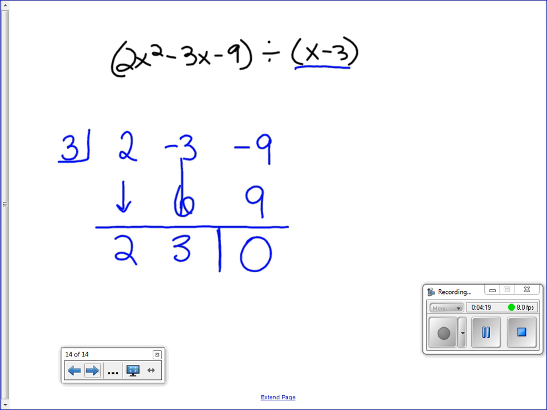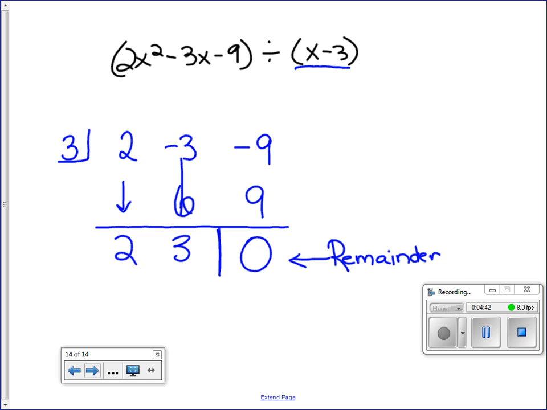See where we put this line here? We set that apart because this is the space for your remainder. So what's the remainder on this one? 0, which means that x minus 3 was a factor, right? And we found another factor too. I'm not making this up at all. I promise you, I'm not making this up.